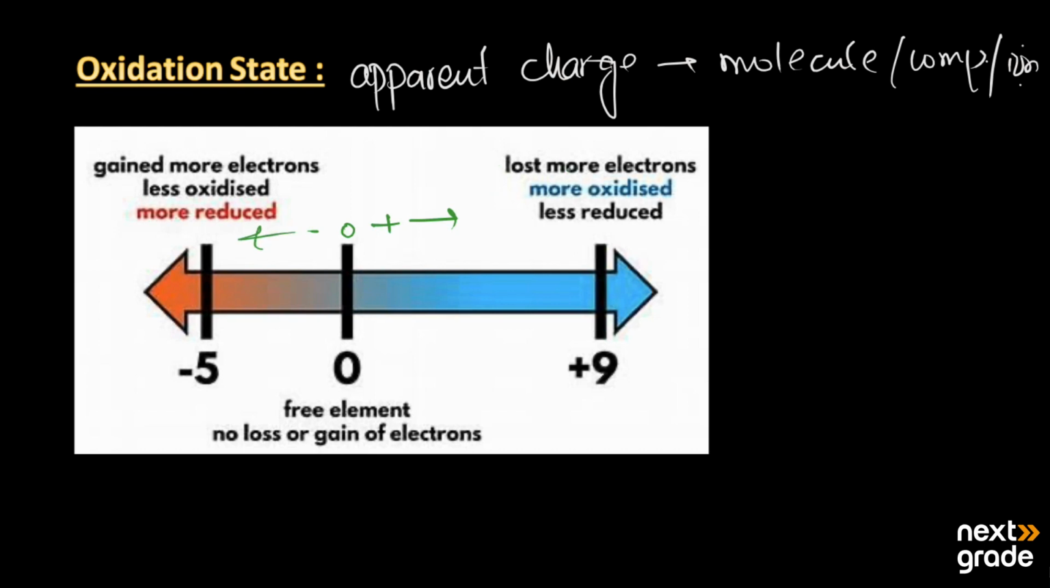Basically, when any atom loses more electrons, it is more oxidized and less reduced. Free elements have zero oxidation state, so there is no loss or gain of electrons. On the other hand, when an element gains more electrons, it will be less oxidized and more reduced, because by the gain of electrons it is undergoing reduction, so it will be reduced more and oxidized less. Here it will be oxidized more and reduced less. In oxidation, the positive charge increases, and in reduction, the negative charge increases.